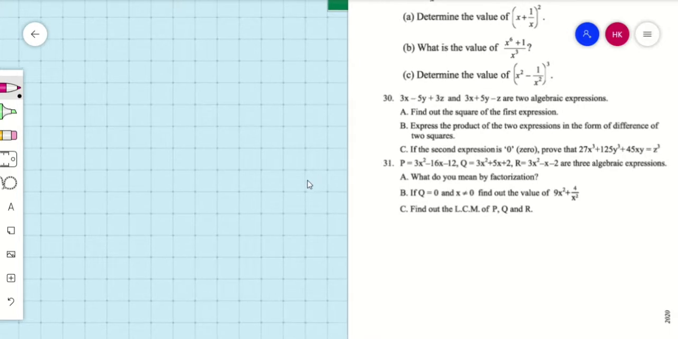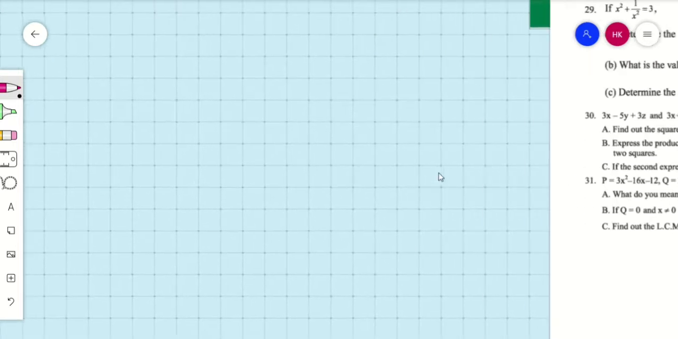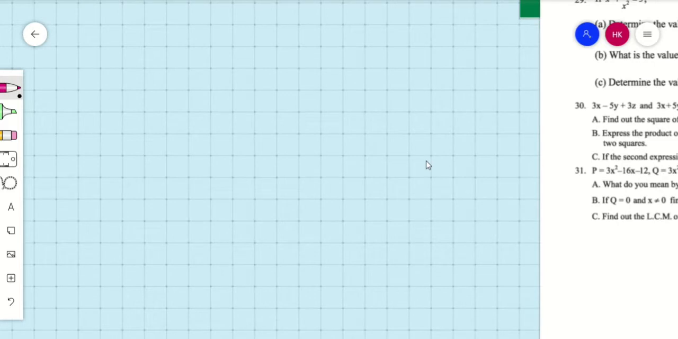Question number 30 says 3x minus 5y plus 3z and 3x plus 5y minus z are two algebraic expressions. Find out the square of the first expression. First we want to find the square of the first expression. So we want to solve question number 30a, and the first expression is 3x minus 5y plus 3z. So we want to find the square of this expression.